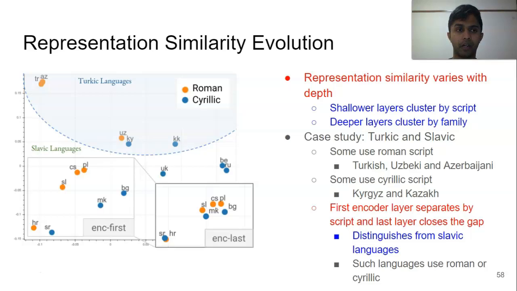If you look at the figure on the right side, it's very clear that the first layer of the encoder already is able to separate between Turkic and Slavic languages. But once you go deeper, it seems that the encoder manages to cluster languages belonging to a family even closer. So what this means is the first encoder layer separates by script and the last layer closes the gap. This helps distinguish between the Turkic and Slavic languages, where both these languages have Roman as well as Cyrillic scripts.